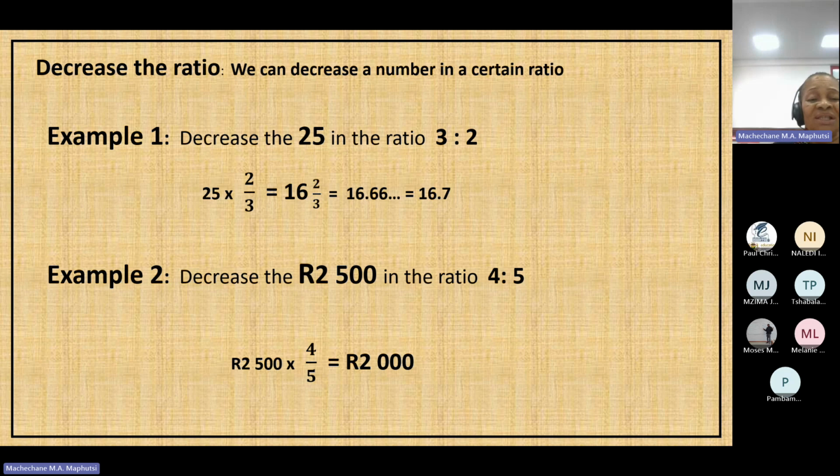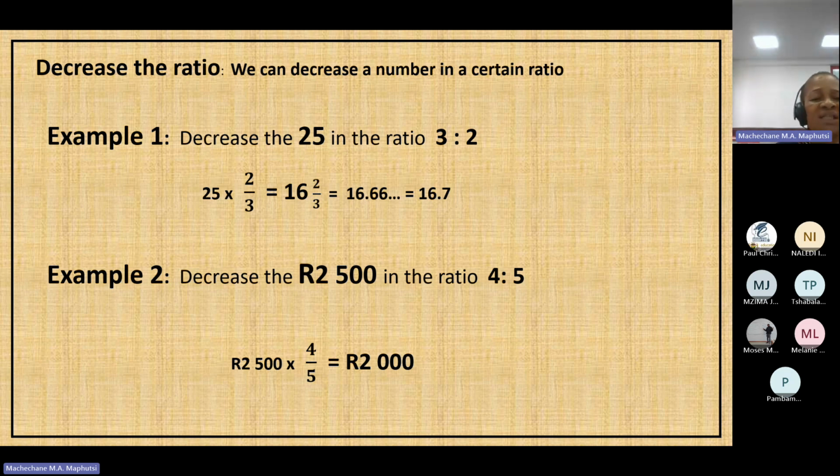Because we are decreasing, as I indicated, you change that 4:5 into a fraction. Then from there, you take the smaller number, because between 4 and 5, 4 is smaller than 5. So you make 4 your numerator, 5 your denominator, then you multiply everything there. You can check that from your calculator. Your answer is going to be 2,000.